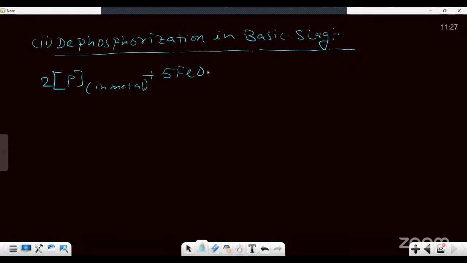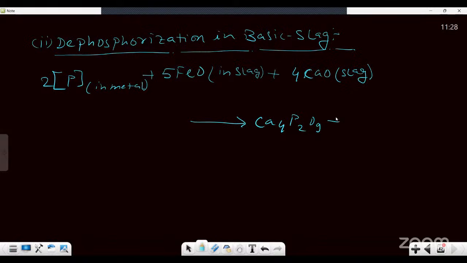When we are giving FeO in the slag, FeO is already there in the slag, and you are giving CaO because it is basic slag. CaO is going to be there. What you will get? You will get Ca4P2O9 plus 5 times of Fe. So that means now this phosphorus from the metal has got into the slag.